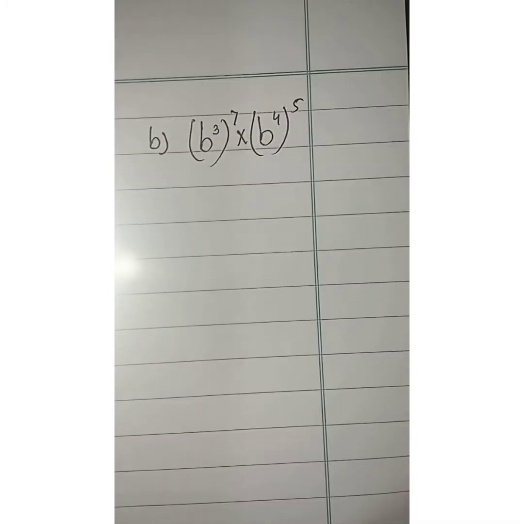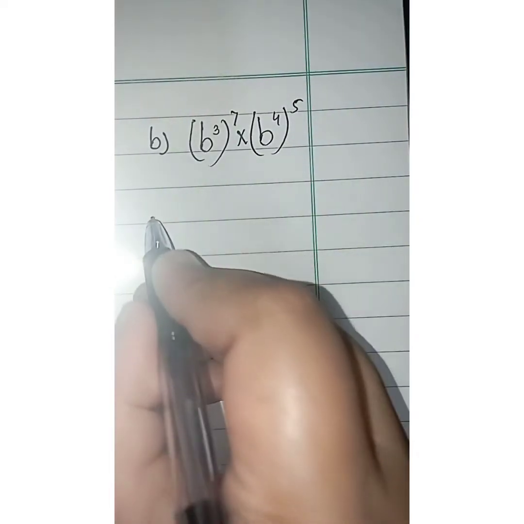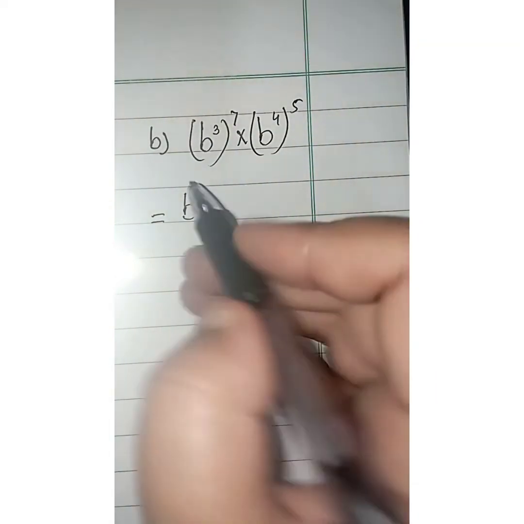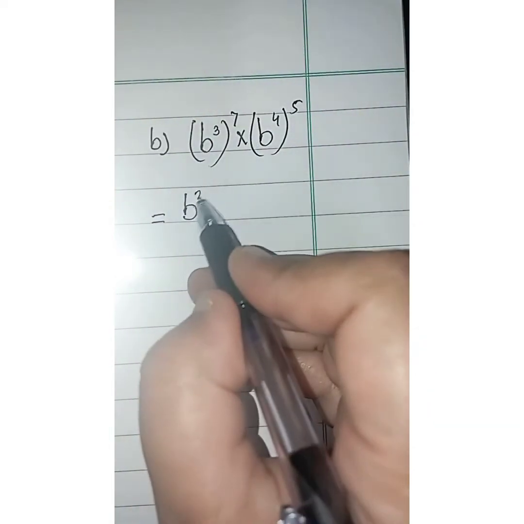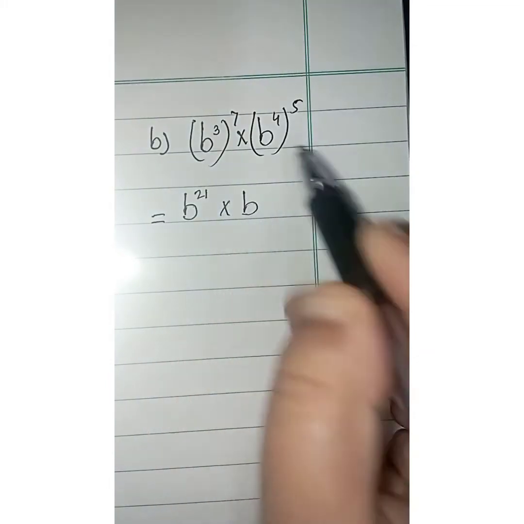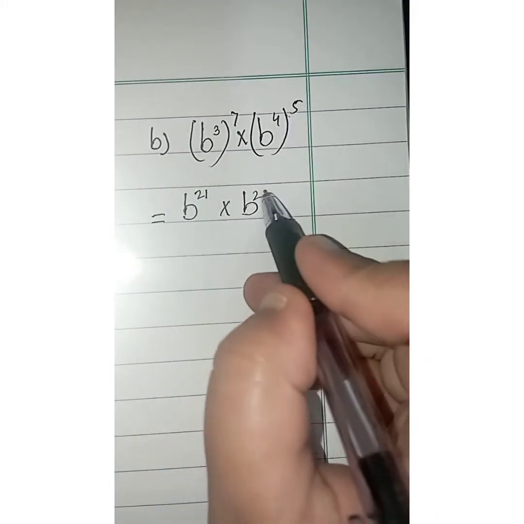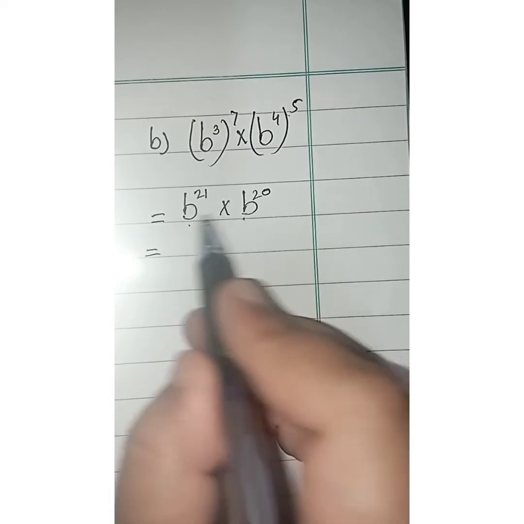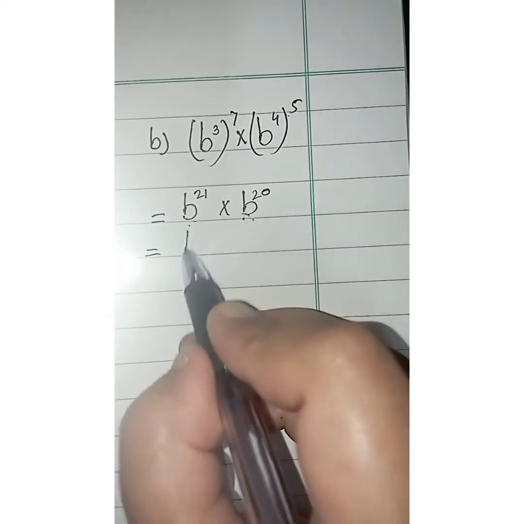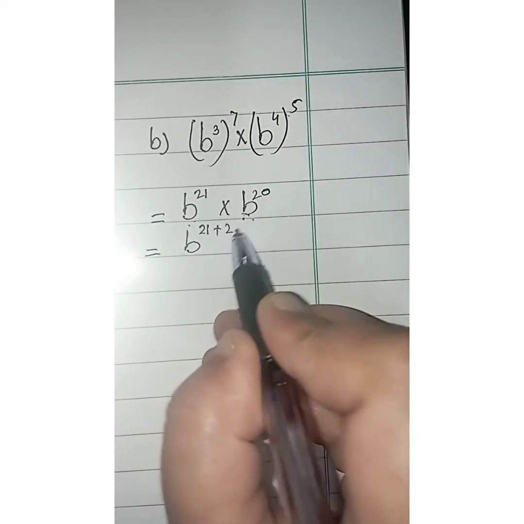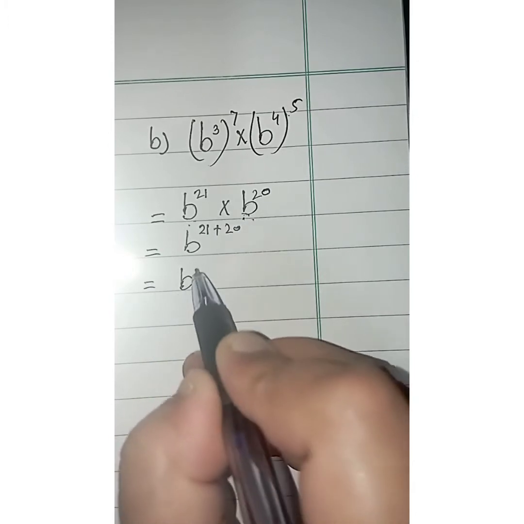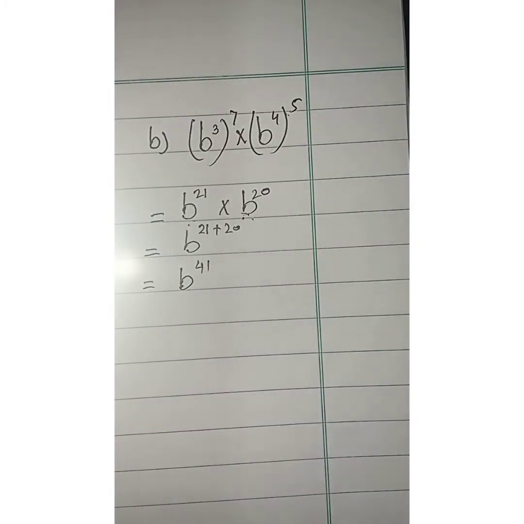Moving on to part B. This is the same, just like part A. We will first apply the power of power rule, 7 times 3 is 21, and apply the power of power rule again, 4 times 5 is 20. Now moving on to the same bases, if same bases are multiplied, the powers are added, so it's 21 plus 20 and it will become B to the power 41.